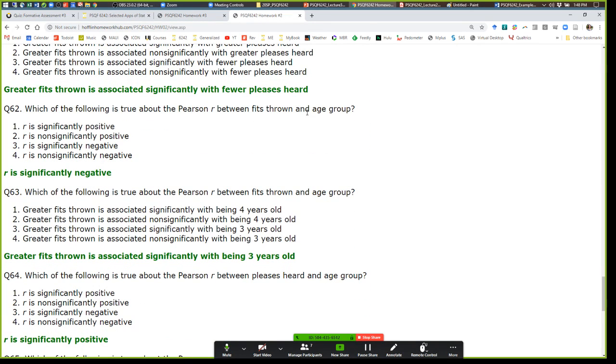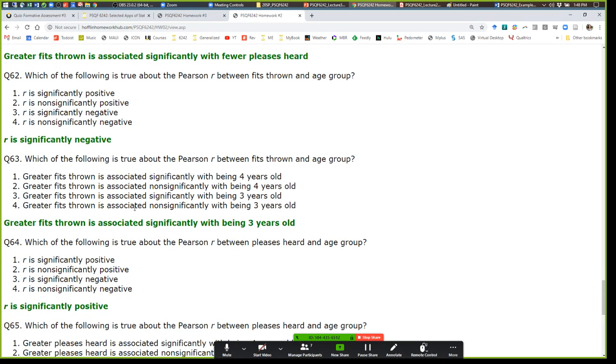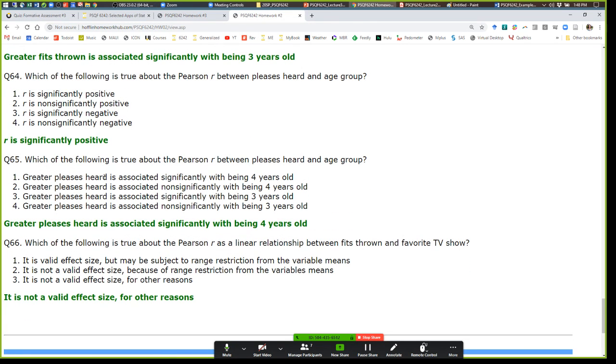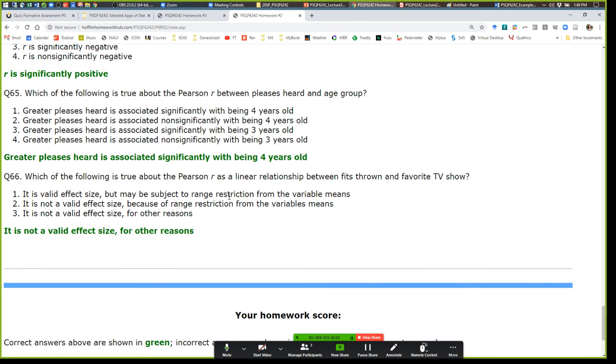In the next instance, fits thrown in age group is significantly negative. So more fits, as fits goes up, age goes down. That means more fits, more likely to be a 3-year-old. Pleases heard in age group, if that's positive, then as pleases go up, age goes up. So more likely to be a 4-year-old if you have more pleases. And then the last one here.